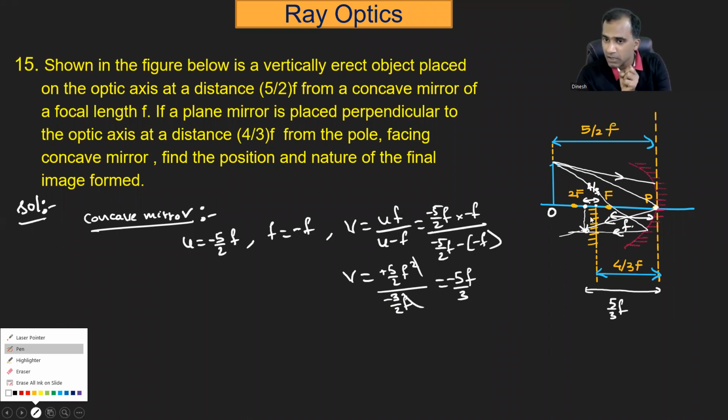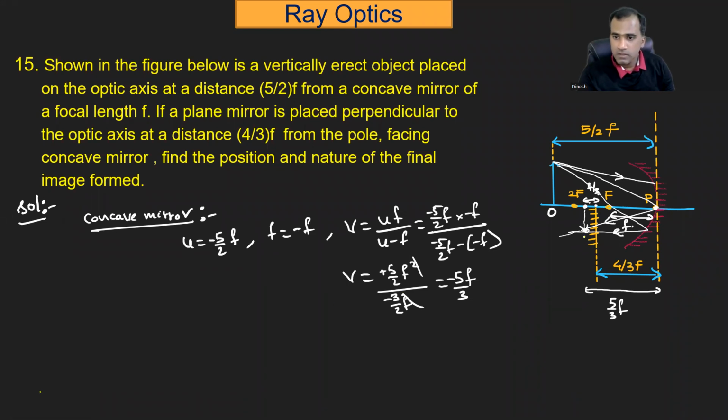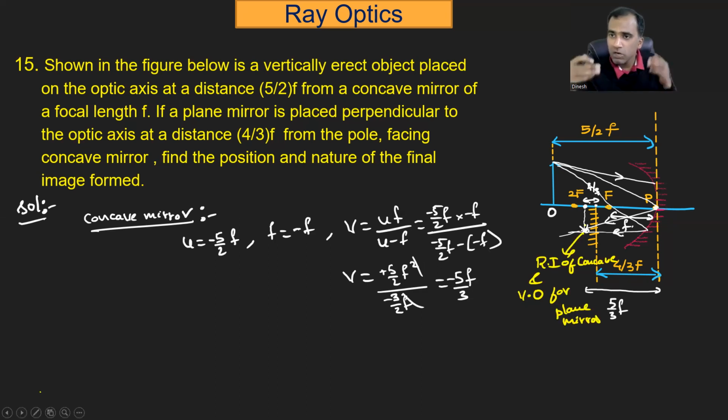But for this mirror, how is this going to behave? Virtual object or virtual image? Object. So this is the real image of the concave mirror. Correct? And this real image will behave as a virtual object for the plane mirror. Correct? The rays are supposed to intersect here, the converging rays, but they are not actually converging. They appear to converge here.